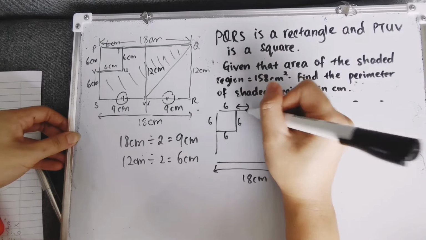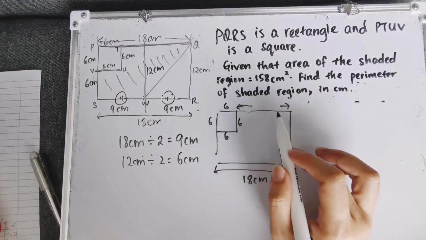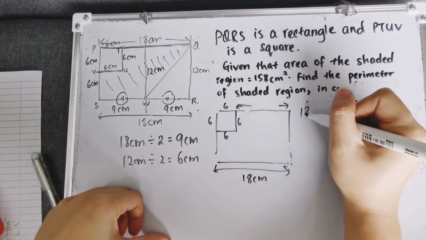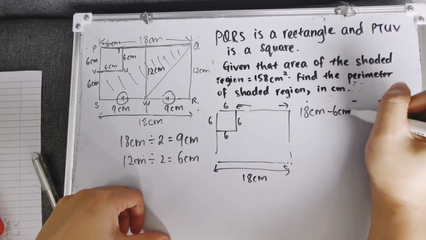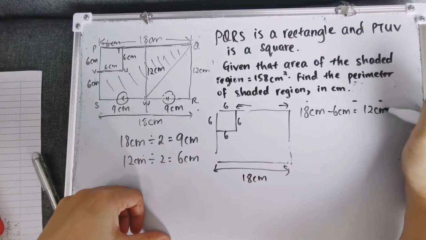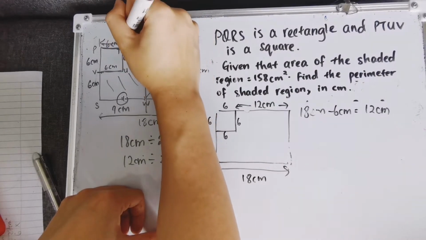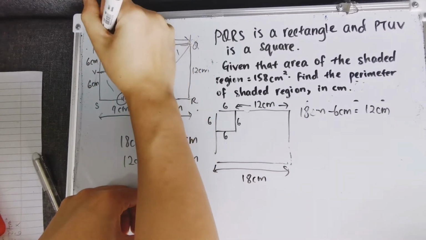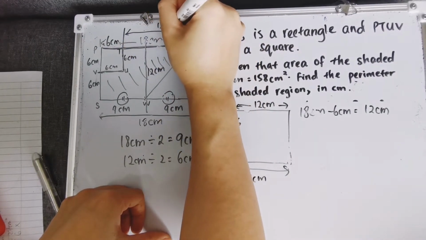So what about here? How much is this? So the whole length is 18 cm. We have to minus 6 cm. So this is 12. Okay, so until here, this is 6 cm. This is 12 cm.